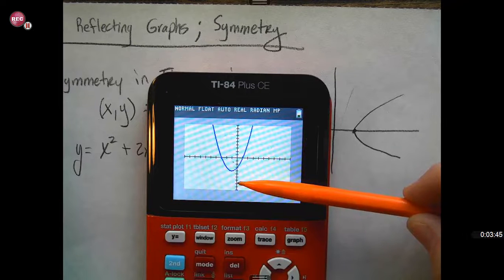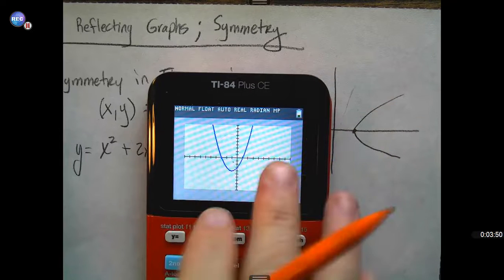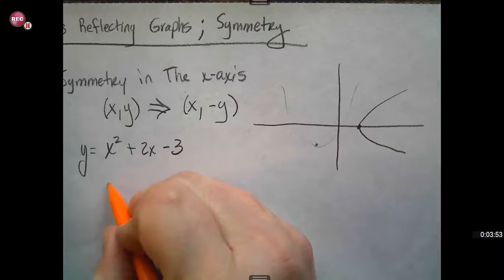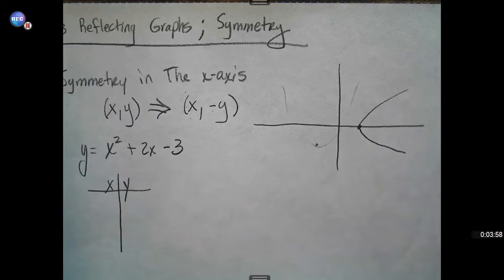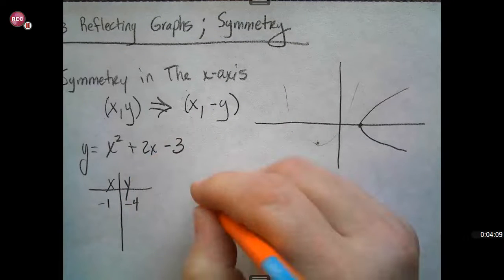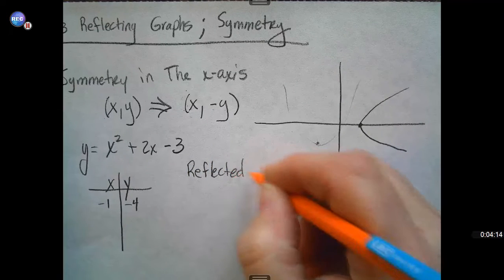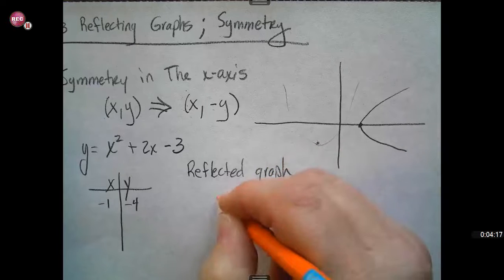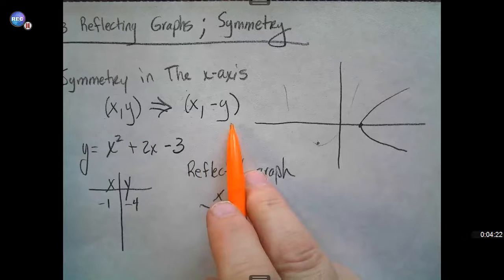But I can reflect it about the x-axis. And to reflect it about the x-axis, what I do is I take the ordered pairs. Like I said, the vertex looks to be at (-1, -4). So what it does for the reflected graph is exactly what it says to do up here. (x, y) gets mapped into (x, -y).